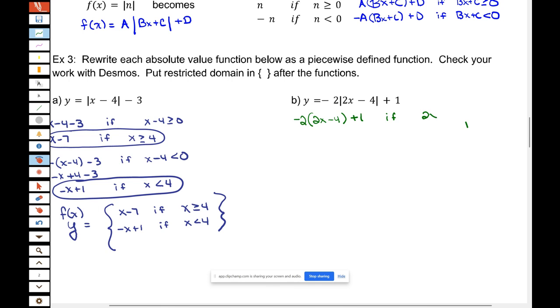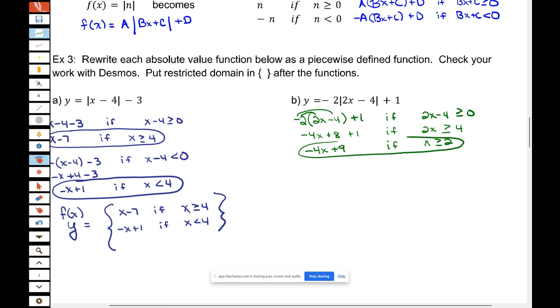If the inside is greater than or equal to 0, we need to make sure we simplify that. Negative 2 times 2x is negative 4x plus 8 plus 1, if 2x is greater than or equal to 4. I'm solving it a little bit at a time. It's going to equal negative 4x plus 9 if x is greater than or equal to 2. So that's the first part of my piecewise defined function.